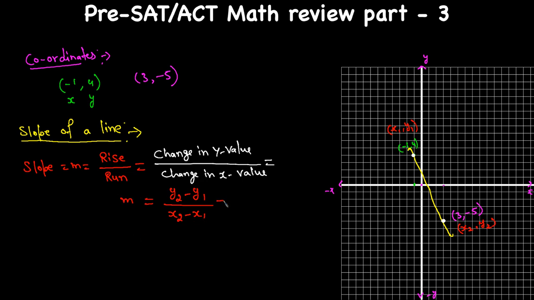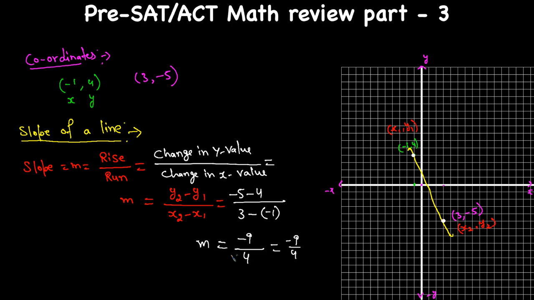So to measure the slope of this line, we just need to plug the x1, y1, x2 and y2 values into this formula. Let's do that. y2 is -5, then this minus sign, and y1, that is 4. Then x2, which is 3, minus x1, which is -1. So -5 minus 4 gives me -9, and 3 minus -1 becomes 3 plus 1, which gives me 4. The slope of this line is -9 over 4.